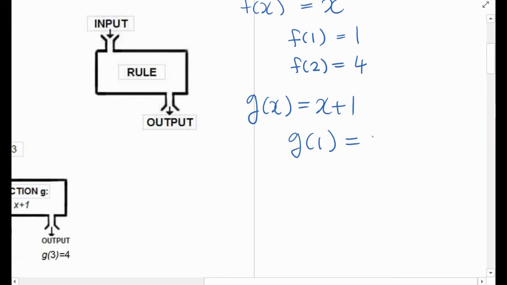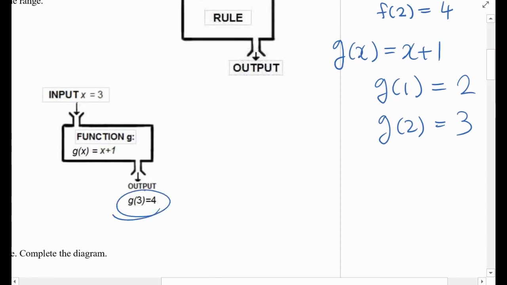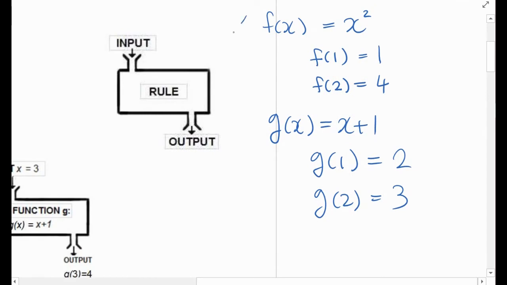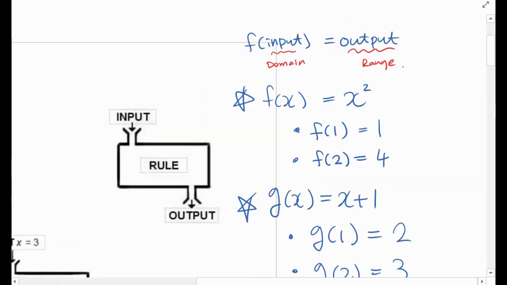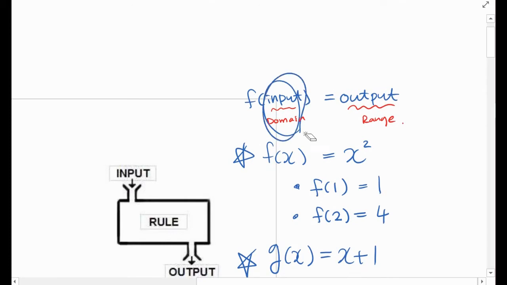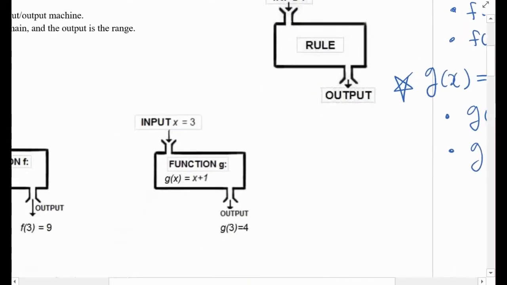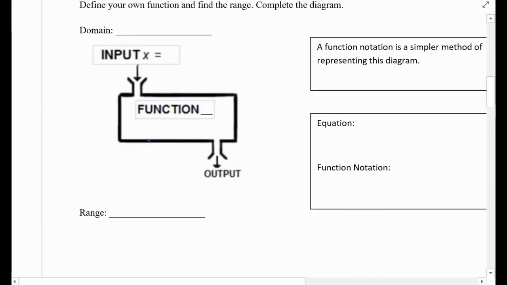Let's plug 2. 2 plus 1 equals 3. If you plug 3, you get 4. If you plug 4, you get 5. Depending on how you define the function, the output value will change. Remember, you plug input into the bracket, and depending on the rule, you're going to get different outputs. Make sense, everyone? Okay, let's move on.